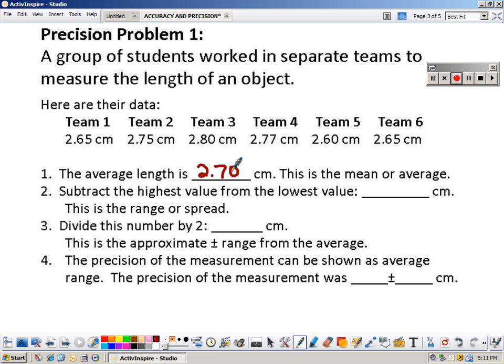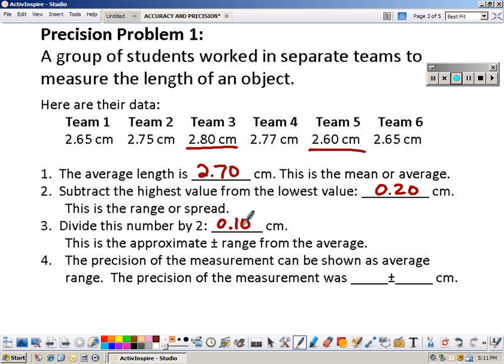Next, it says subtract the highest value from the lowest value. And this is going to give you the range or the spread. So here's the highest value, and here's the lowest value. When you subtract the two, it gives you a value of 0.20. Okay, so this is the range. And now it says to divide by 2. When you divide by 2, this is going to give you the approximate range from the average. So 0.2 divided by 2 gives you 0.1.